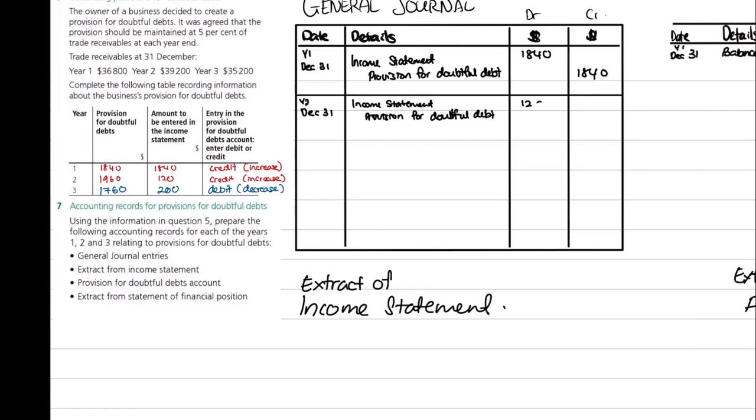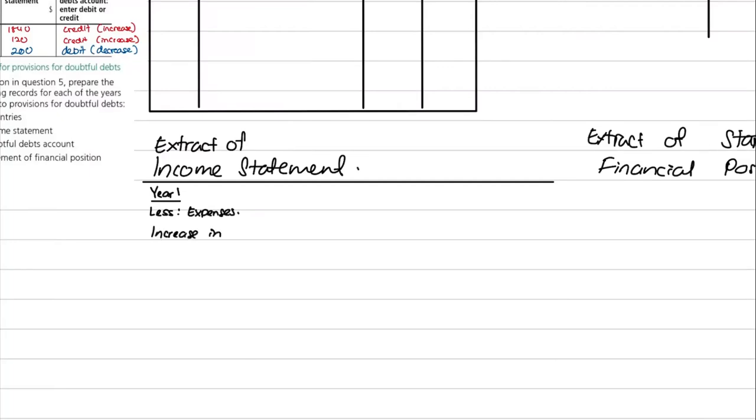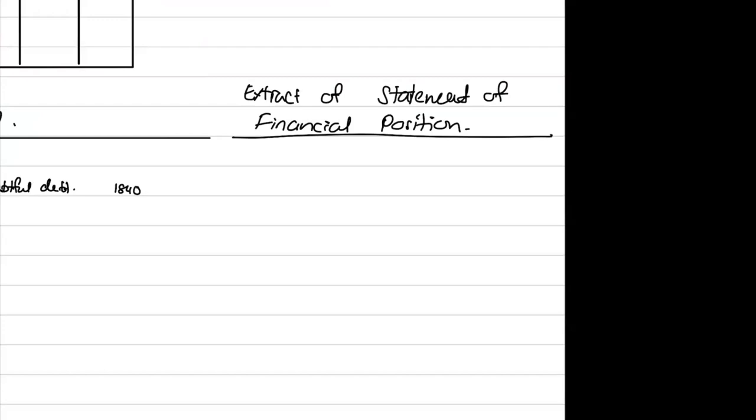Before we go there, I actually want to do my income statement and statement of financial position first for year 1. So for year 1, it looks like this. Plus expense, increase in provision for doubtful debt, $1,840. That's an expense. And then extract of statement of financial position, we have to do the same thing here for year 1.